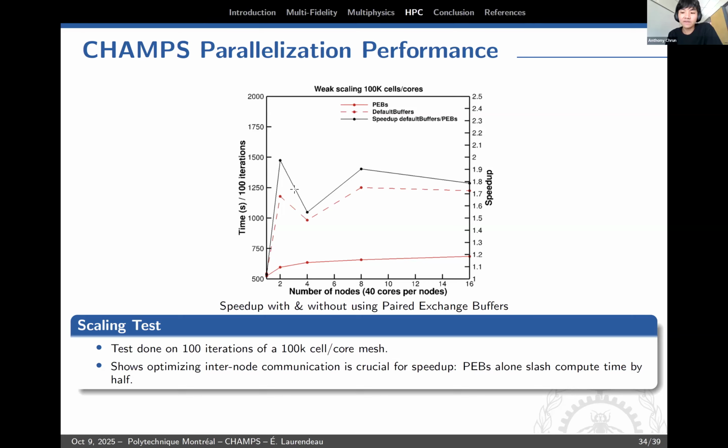So this shows that optimizing inter-node communication is quite crucial for speeding up our solver, as just one implementation of exchange buffers has slashed the compute time by half.